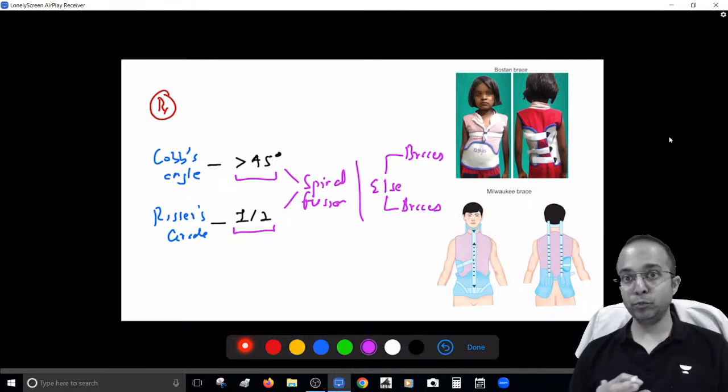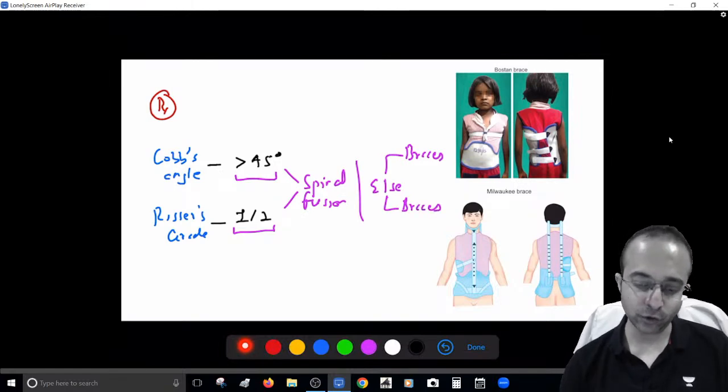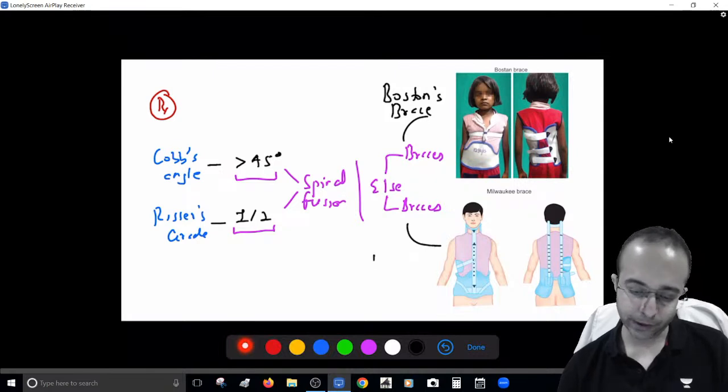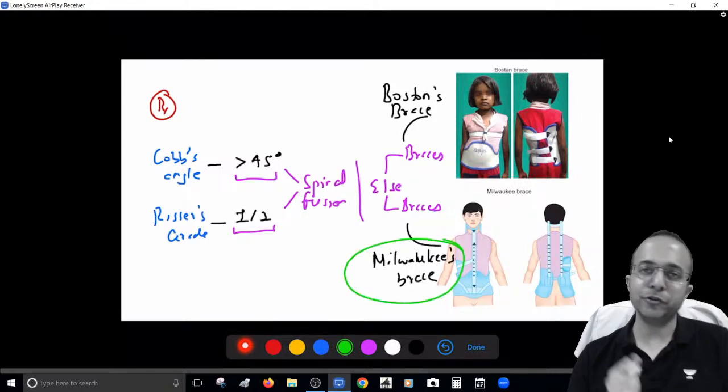And I must tell you the two most popular braces we are using in scoliosis. What is shown over here is a very popular brace called Boston's brace. What is shown over here is again a very popular brace called Milwaukee's brace. Last year, INI-CET paper, this picture was there.